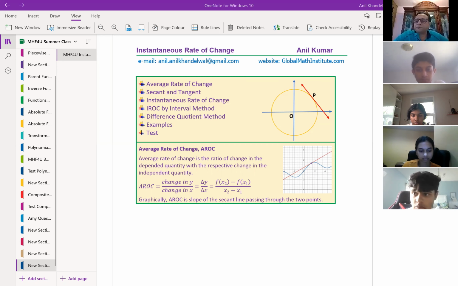In your curriculum, for advanced functions, we have very few examples where the difference quotient method will be applied. However, it is a good time to master this technique as you're going to take calculus soon, right? So take care of that. We'll have a few examples and test questions.